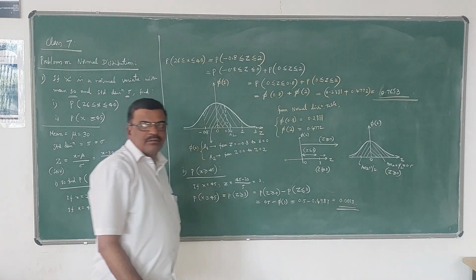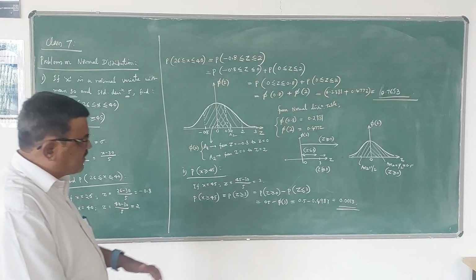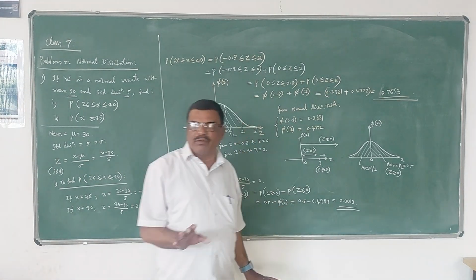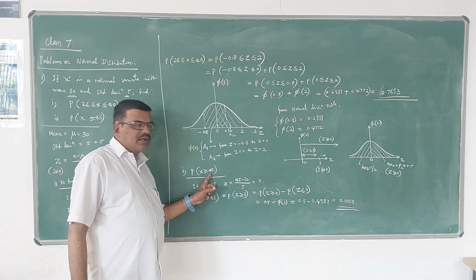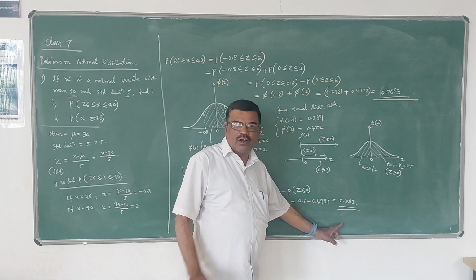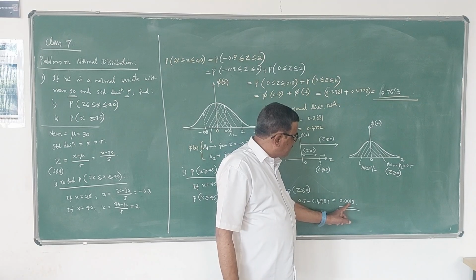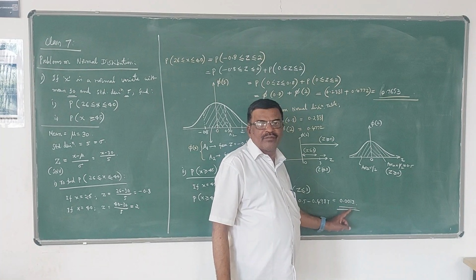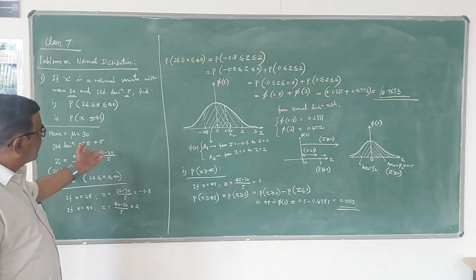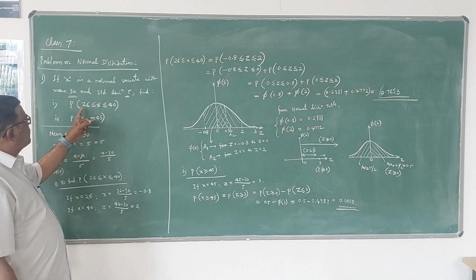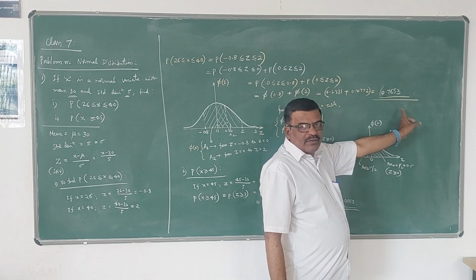That is the answer. So the probability is very small. 0.0013 means the chance of having x values greater than or equal to 45 is that much out of 1. Out of 100%, you can expect only 0.13%. Whereas for x lying between 26 and 40, the probability is more: 0.7653, which means 76%.